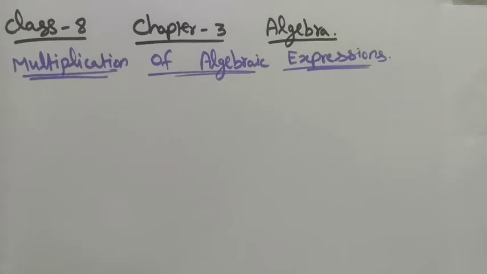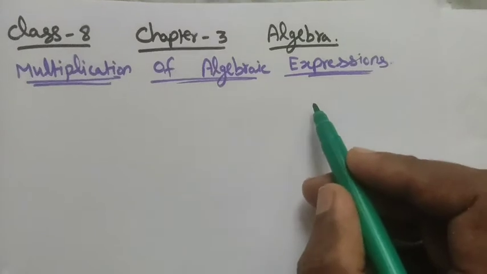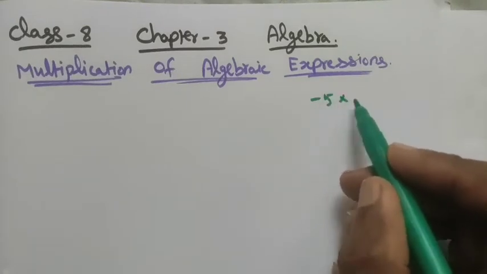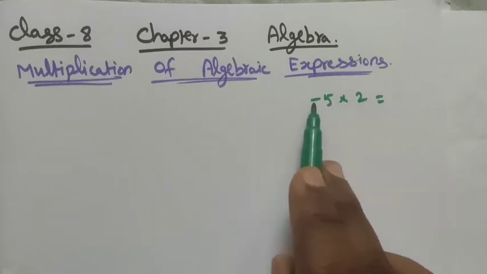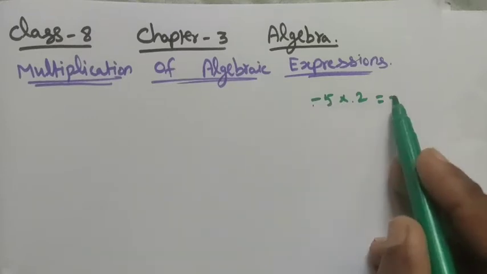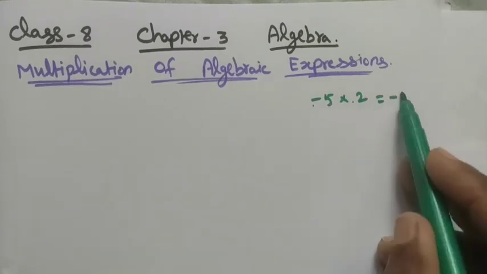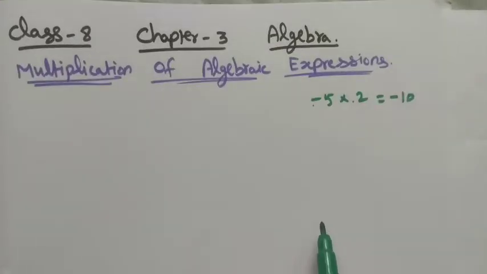For example, in our lower classes we have already multiplied minus 5 into 2. First we have to multiply the symbols. Minus into plus is minus, and 5 2s are 10. In this way you have to multiply, then you won't make a mistake anywhere, right? So when you are multiplying, first check the symbols, first multiply the symbols and then multiply the factors, right?